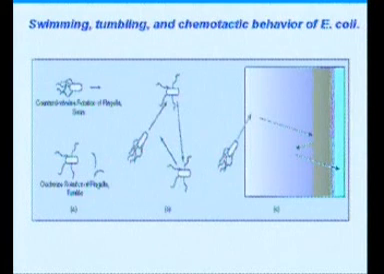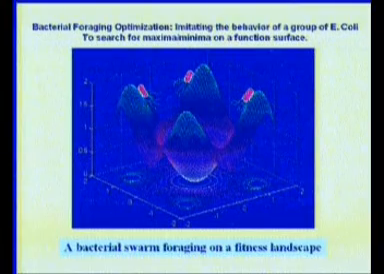Chemotactic behavior means a bacterium naturally moves in the direction in which it maximizes its chemotactic gradient. That means the direction in which it can accumulate more nutrients, nutrient-type chemical substances. For doing this, these are the strategies the bacterium follows. This is a functional landscape on which these bacteria are acting as agents. A bacterial swarm foraging on a fitness landscape.